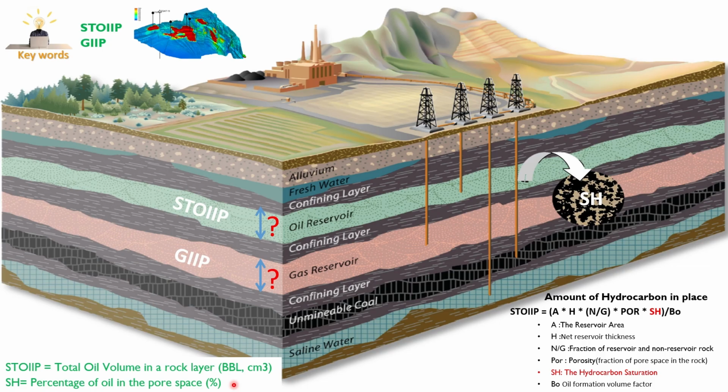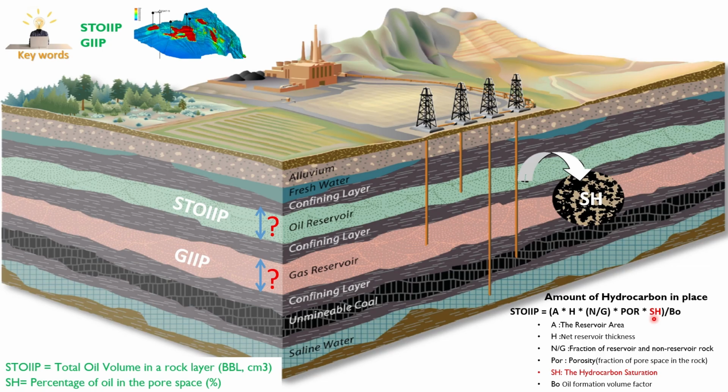To calculate the STOIIP, we use this formula, which is maybe familiar for most of you. And to calculate it, we need several input parameters: reservoir area, reservoir thickness, porosity, average hydrocarbon saturation, and formation volume factor. So the hydrocarbon saturation is one of the key inputs for STOIIP volume calculations.